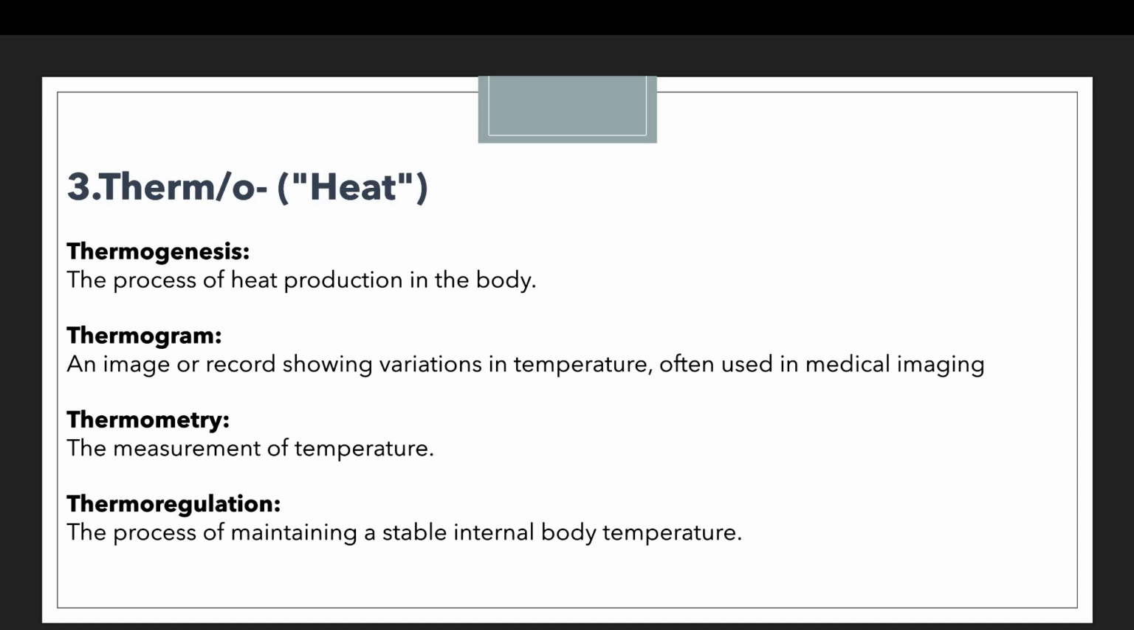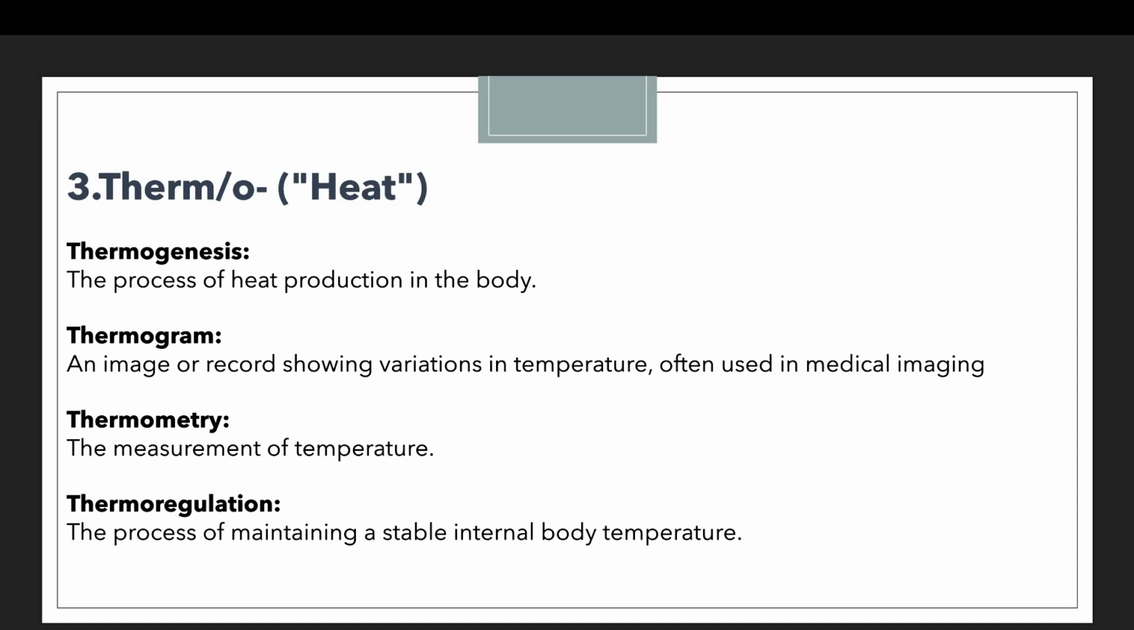So the first example is thermogenesis. Now what is thermogenesis? Thermogenesis is the process of heat production in the body. Whenever the body starts producing heat, such a process is known as thermogenesis, because the body is producing heat, and again we are using thermo in order to showcase something as heat.